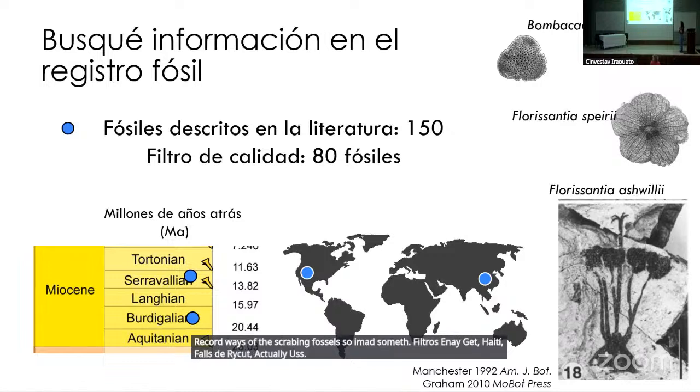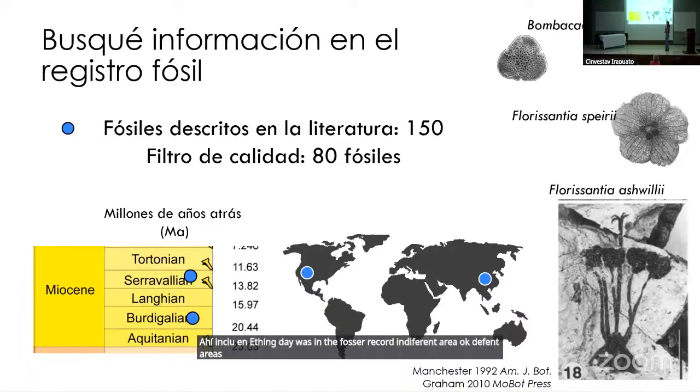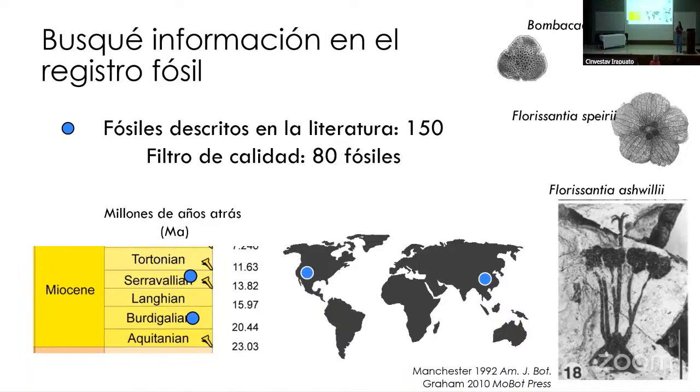For example, what we have here is this stratigraphic chart. We can see that there are fossils here, for example, in North America, and also some fossils here in East Asia, in China maybe. And so there are two occurrences of one species or one morphospecies. For this project, I included both. I included anything that was in the fossil record in different areas, okay? Different areas, same species or same morphospecies.